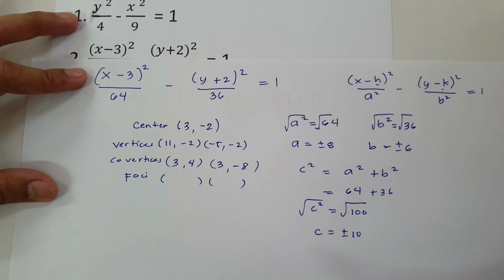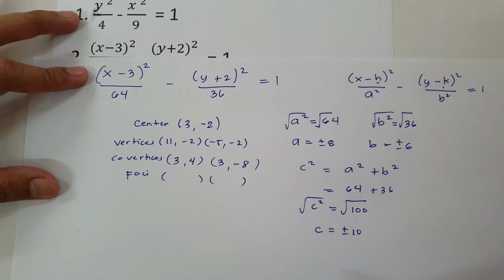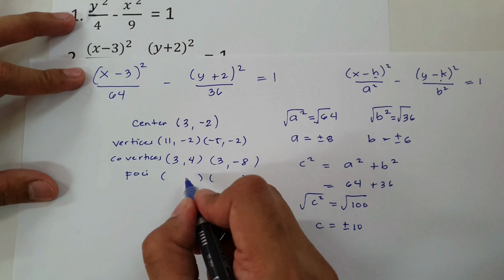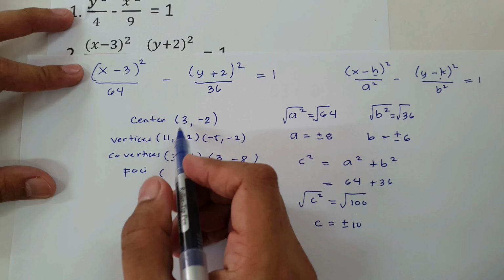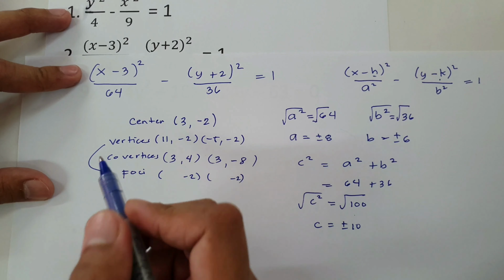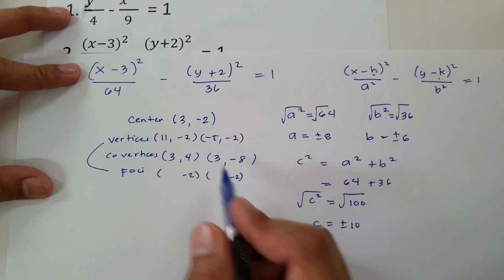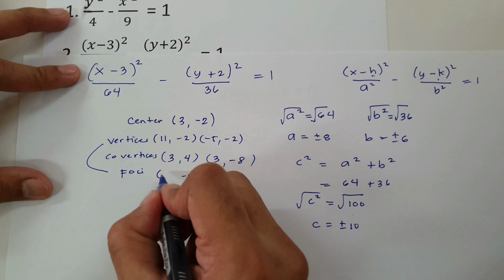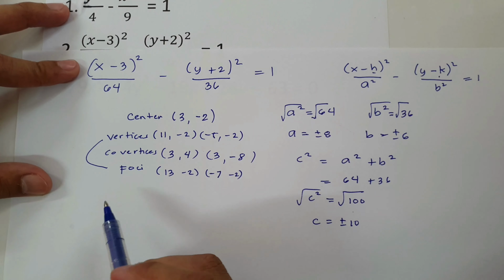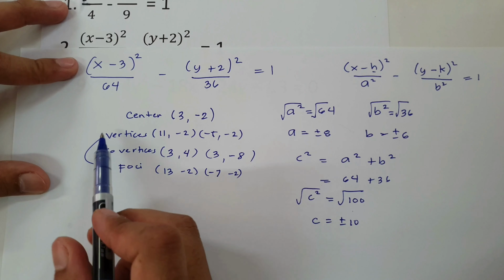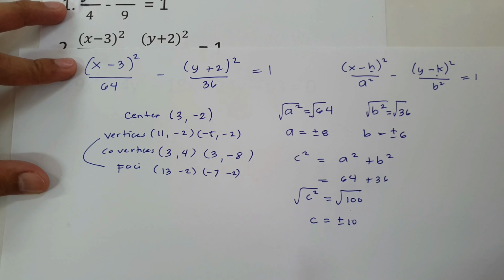Since the opening is to the right and to the left, we simply copy the value of k, which is negative 2, and add the value of c to the value of h, because the vertex and foci are always aligned. Now, we have 3 plus 10, that's 13, and then 3 plus negative 10 is negative 7. So those will be the coordinates of our vertices, center, co-vertices, and foci.